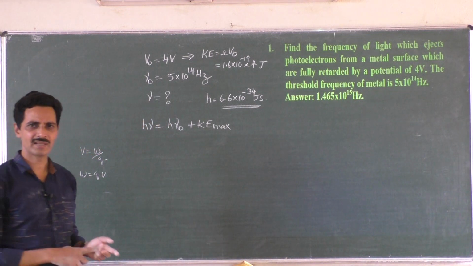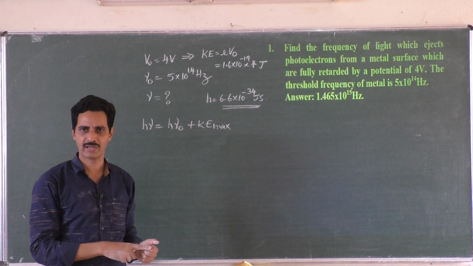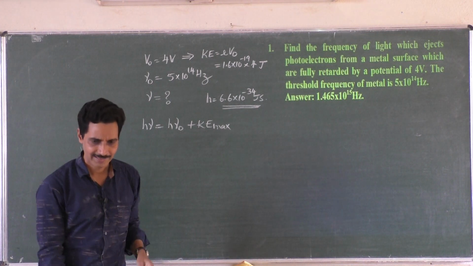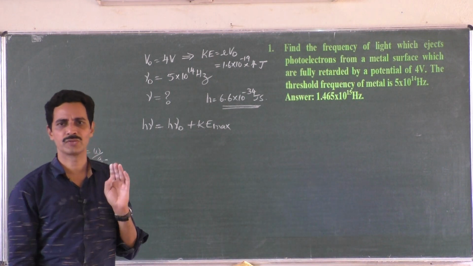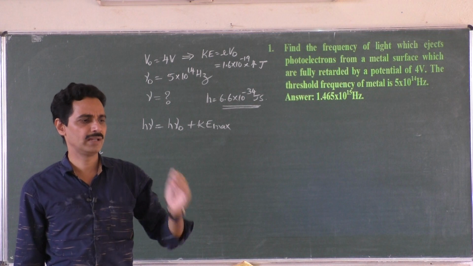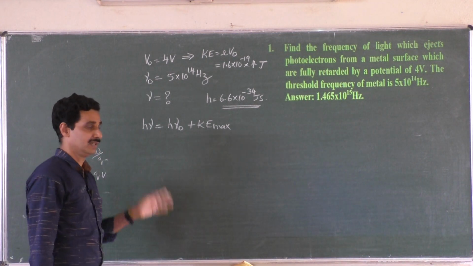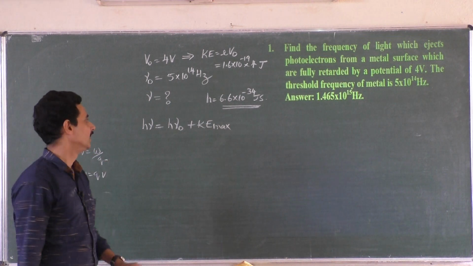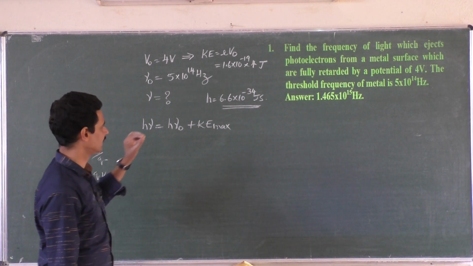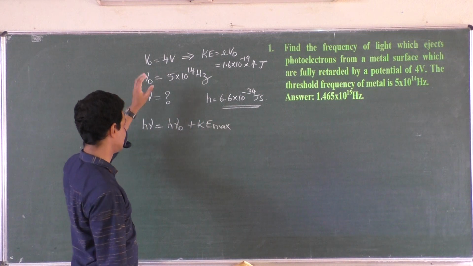Planck's constant, charge of electron, mass of electron, speed of light, all these things are very much needed. Just try to remember them once or twice, enough. Then when you use it every now and then, you will permanently remember it, no problem at all. Need not learn it by heart. Just try to remember it once or twice. So 6.6 into 10 to the power minus 34 joule second, h.